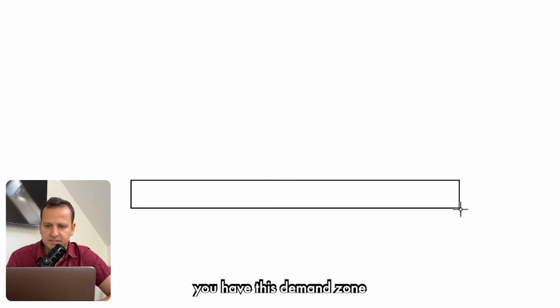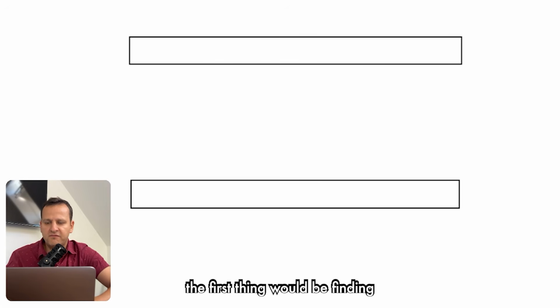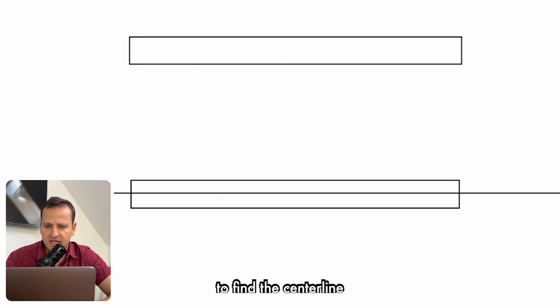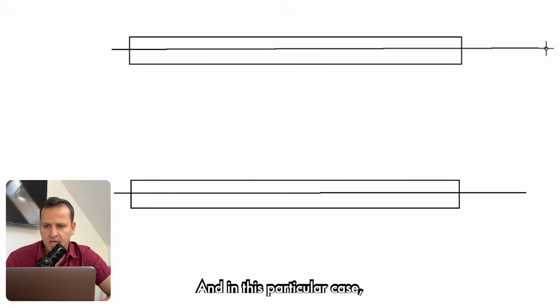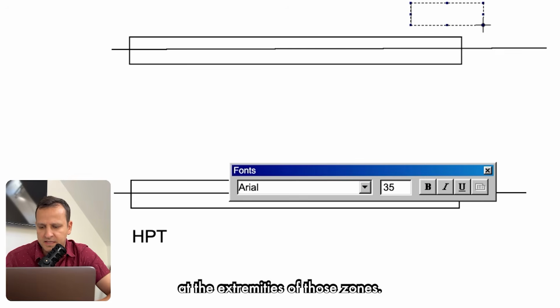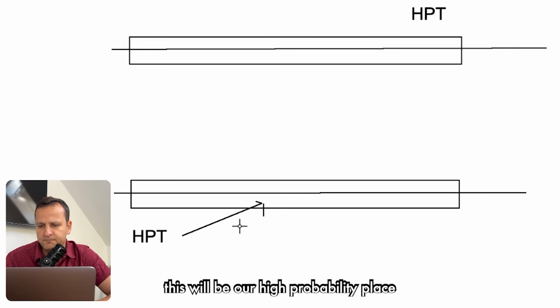So all in all, if I need to recap what I've just said so far, let's say you have this demand zone and then you have this supply zone. The first thing would be finding and identifying those zones. The second thing would be to find the center line and just divide those zones into two equal parts. And in this particular case, our high probability setups or high probability trades would be at the extremities of those zones. So if we are looking for a buy order, this will be our high probability place in the demand zone.